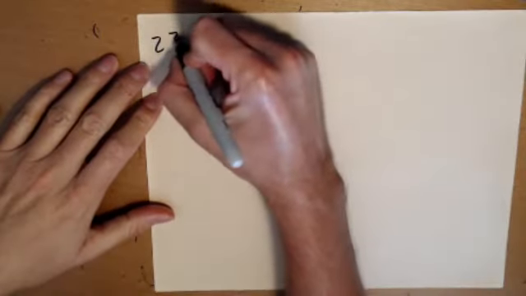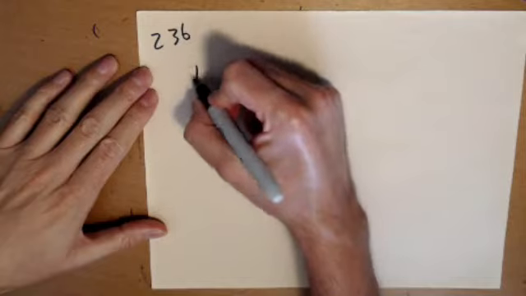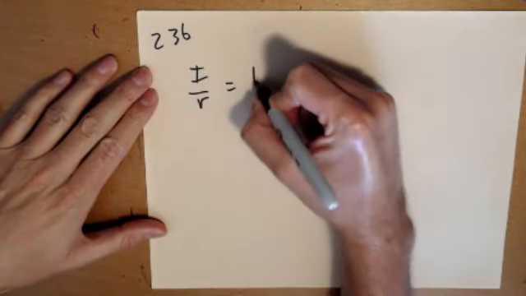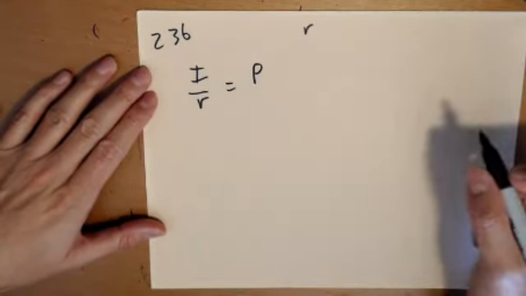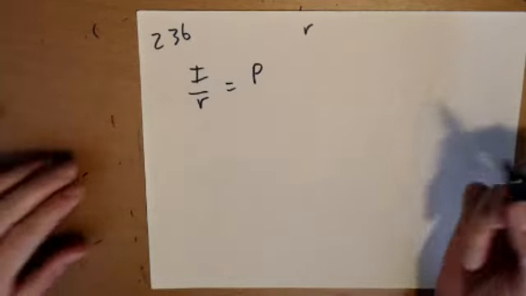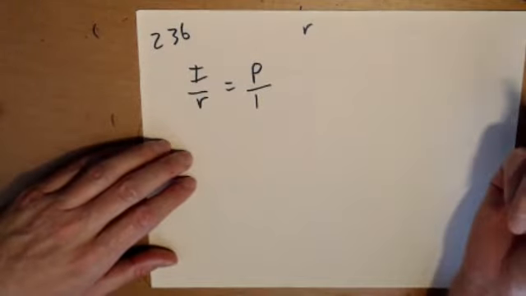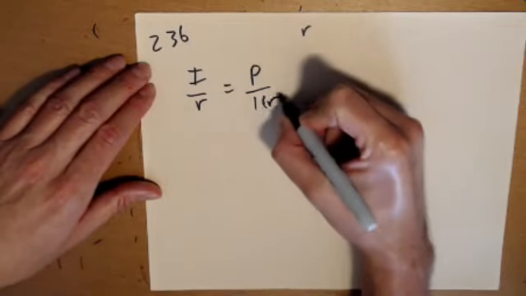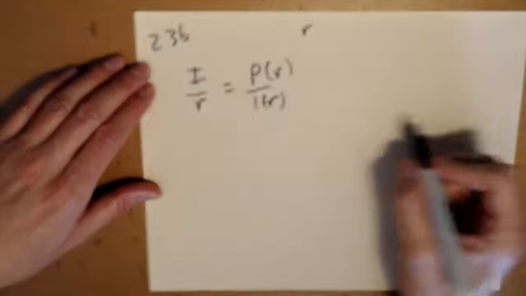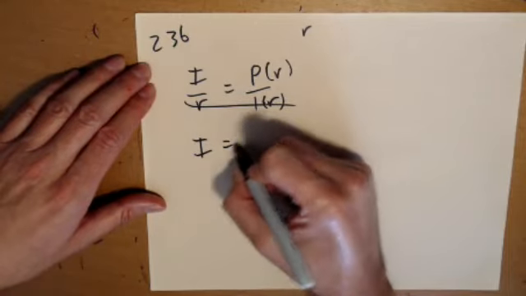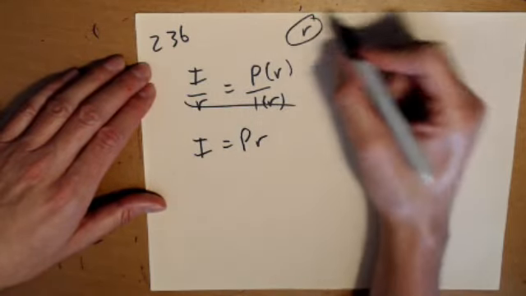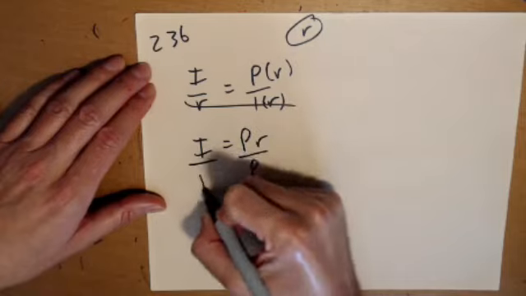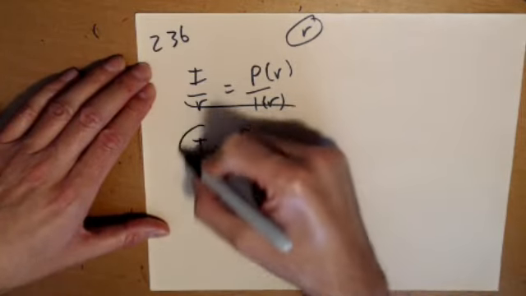So we'll jump to 236. I over r equals p, and they want us to solve for r. So just put a 1 underneath there, get a common denominator. So r over 1, so this guy needs an r. Okay, bottom's the same. So I is equal to p times r. They want us to get r alone, so let's divide both sides by p. R is alone. We're done.